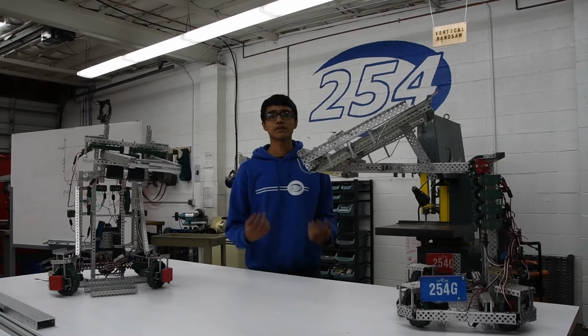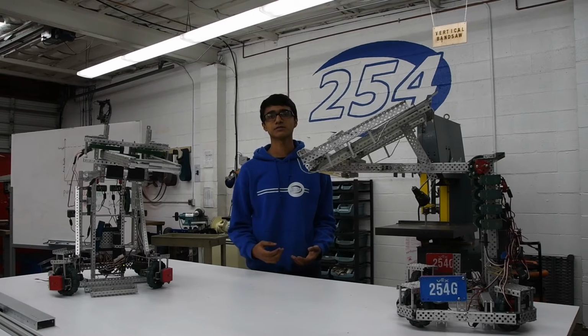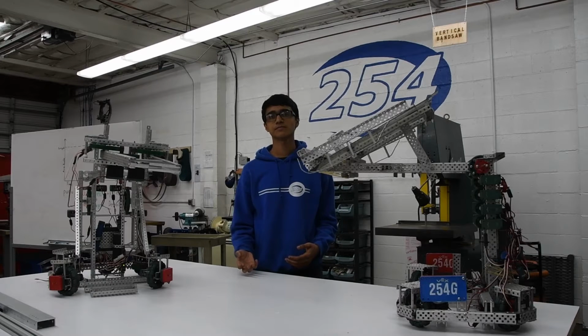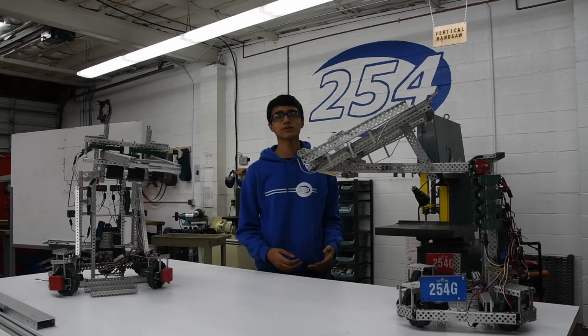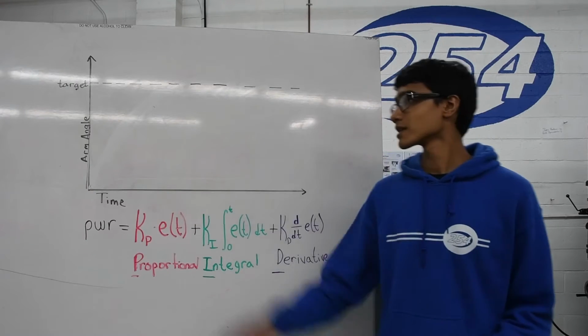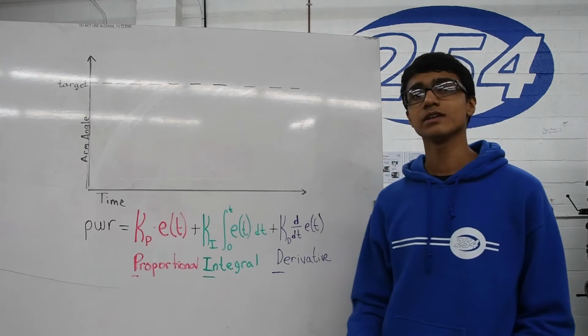PID is an advanced control algorithm used by programmers to get robots to a certain position. Examples include getting a flywheel to a certain speed, getting a robot to a certain position on the field, and, as you can see here, holding an arm up. Let's take a look at the graph to get a better understanding of how PID actually works.